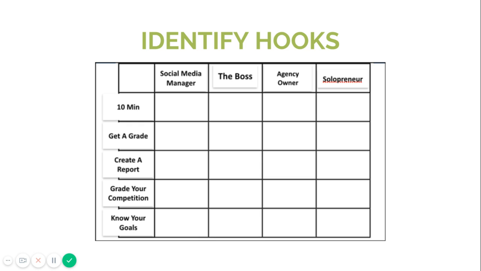words and images. So, for example, a time hook, as you can see at the top there, 10 minutes, that's a time hook. Now, your big idea could easily be encapsulated within a time hook. That's where you focus your big idea around how quick it is. Now, get a grade, that would be a status hook. So the higher your grade, the higher your status. Your big idea could be encapsulated within the status hook. Same thing with know your goals. That could be a secret hook.